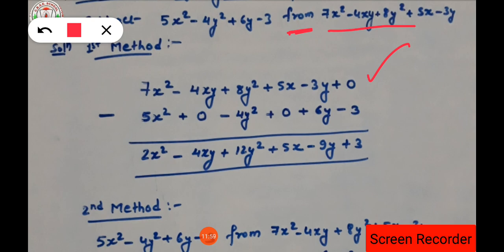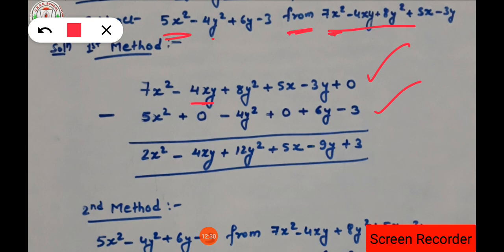And the first term will be written second. That you everybody know. Okay. So I have written all the terms in order. First is 7x square minus 4xy plus 8y square plus 5x minus 3y. Now the like terms among these are 5x square and 7x square. So below 7x square we can write 5x square. Now the next term is minus 4xy.